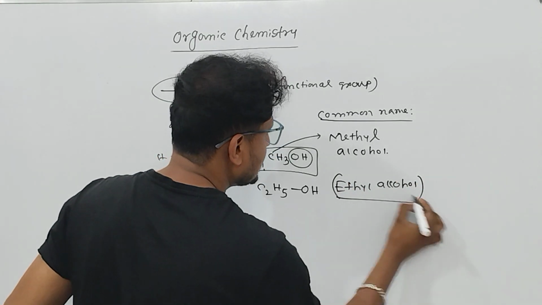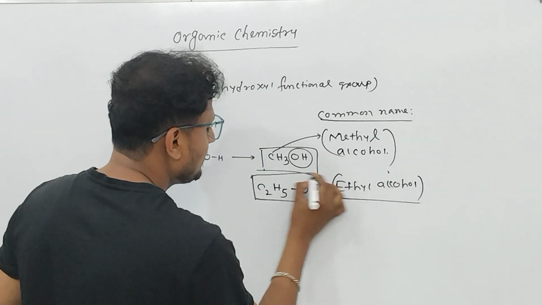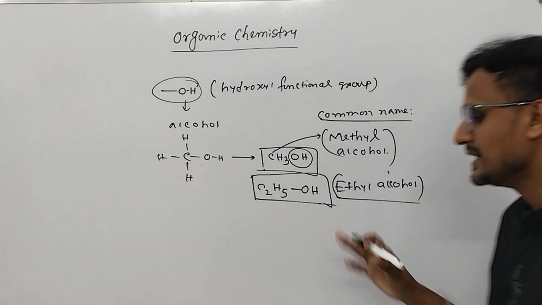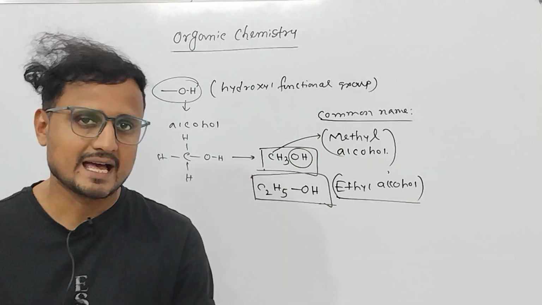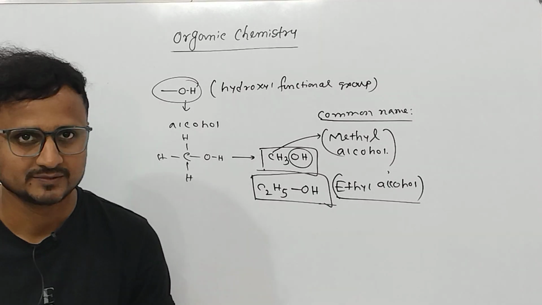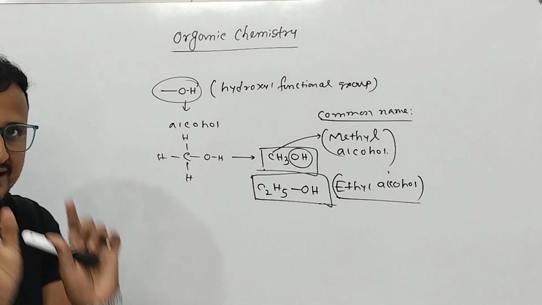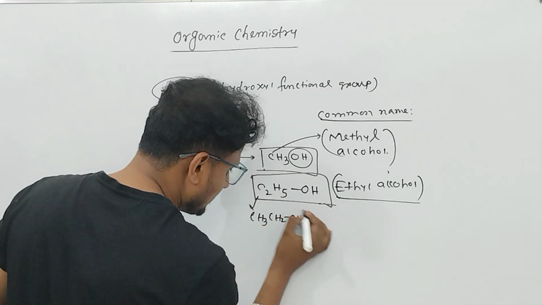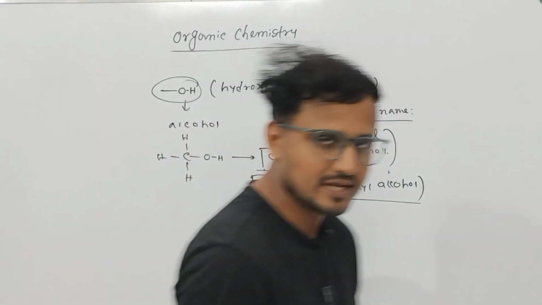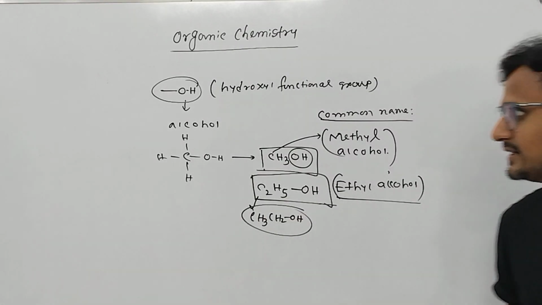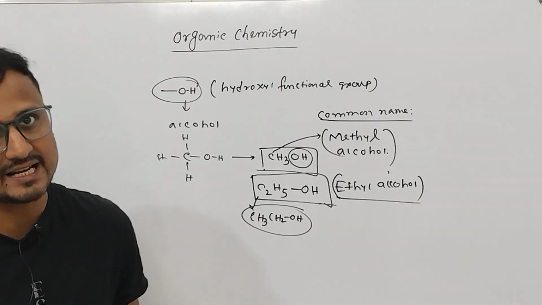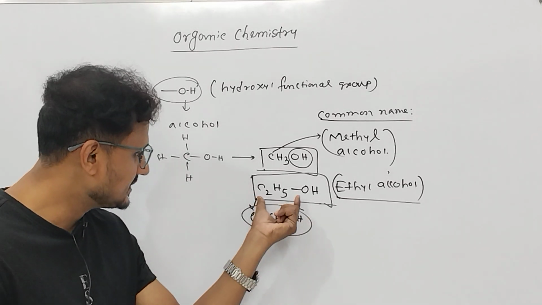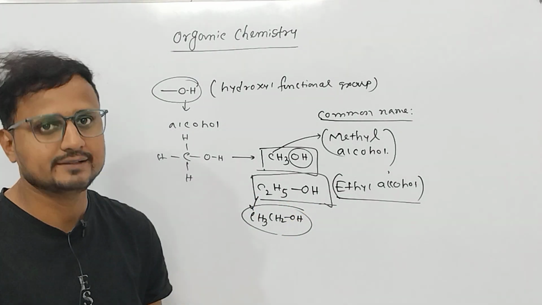For all the class 10 students, the common names of these two compounds are very important. You should know which one is methyl alcohol and which one is ethyl alcohol. CH3OH is methyl alcohol and C2H5OH is ethyl alcohol, right? Now this C2H5OH can be written like this: CH3CH2OH. This is also ethyl alcohol, same. We have learned the condensed formula in the previous video, so those who have seen that video can understand this is CH3CH2OH, ethyl alcohol.